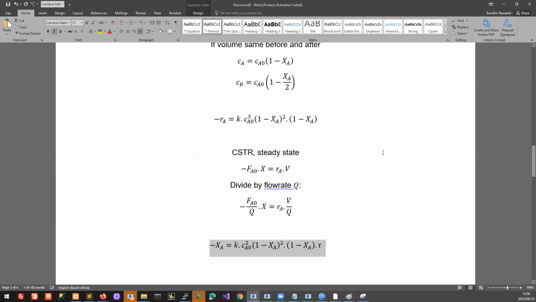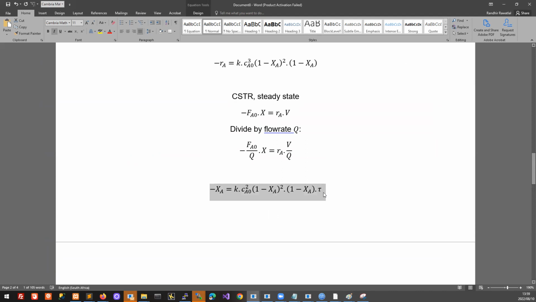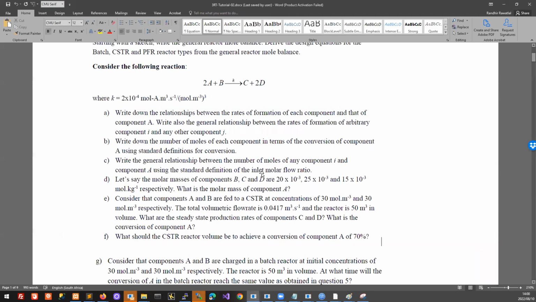Or you can just look at it in the equation. So if you look at the equation, you can see everything is specified except XA. So we have enough information to solve for the conversion here. Okay, any questions or comments on that? So that's what we have in a CSTR.